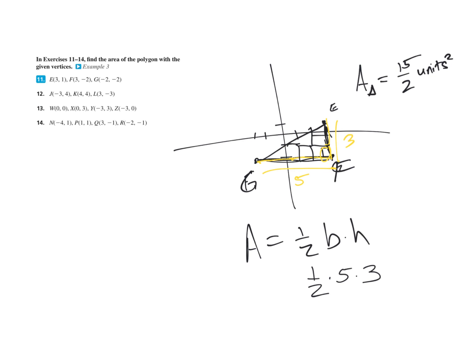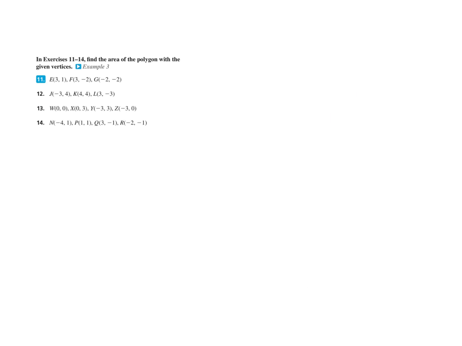All right, so let's go and do number 13. Same thing. We're going to graph it. 0, 0 is W. All right, and 0, 3, 1, 2, 3 is X. Y is at negative 3, 3, 1, 2, 3. And Z is at negative 3, 0. Okay, so we have a square.